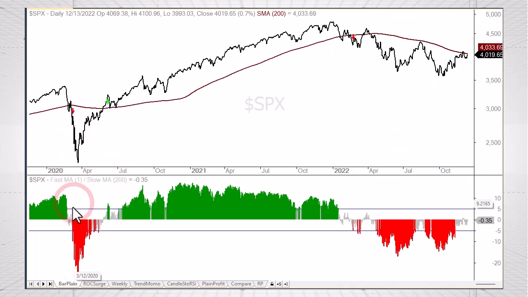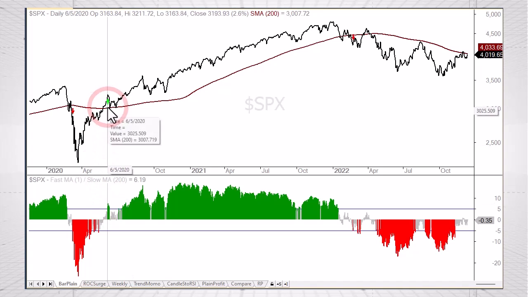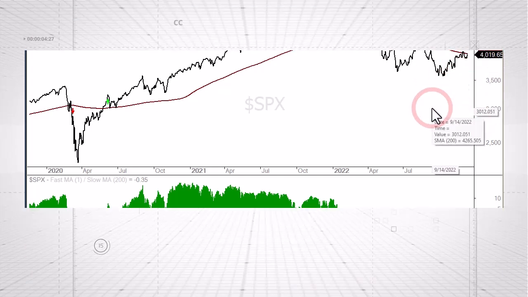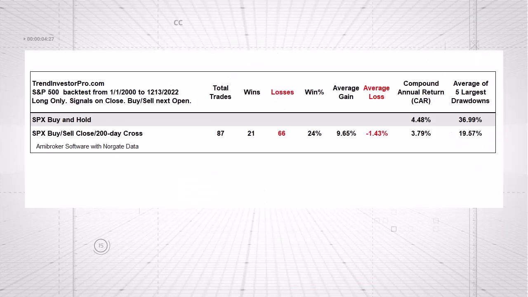But there you can see on the histogram at the bottom, when you go below 5% below the 200-day, it turns red. And then when you go 5% above, it turns green. And so we had a signal there in early June that lasted a long time. And we had a signal there in late February 2022. So we're currently in a downtrend. And this indicator wouldn't signal until we get 5% above the 200-day. But let's put some numbers to this and see how it looks.